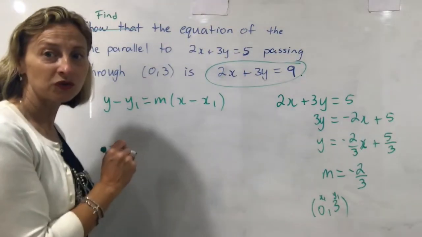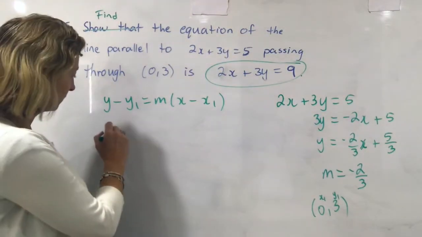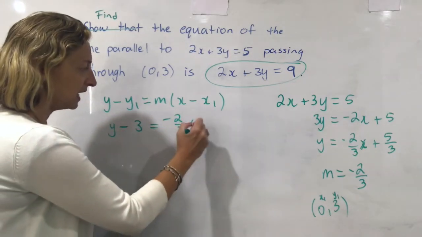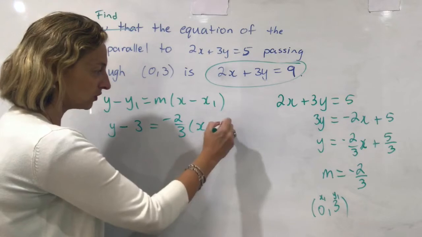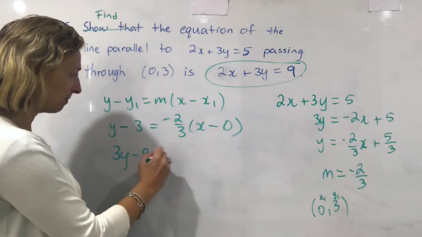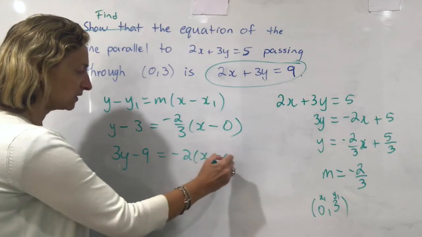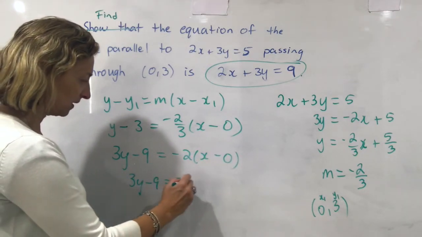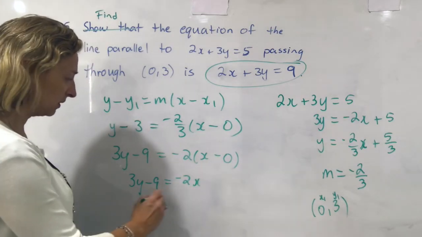And now we have to substitute all the numbers into the right spot. y minus y1 equals m(x minus x1), which is 0. I like to multiply by 3. Hopefully everybody's got the hang of that by now. And then I expand the brackets and simplify. 2 times 0 is 0.